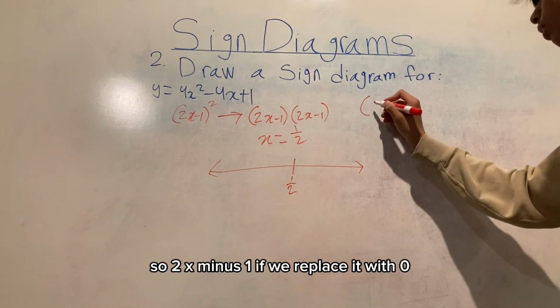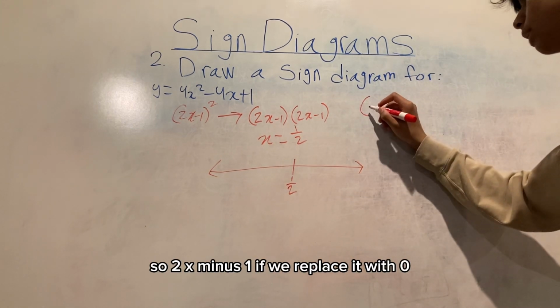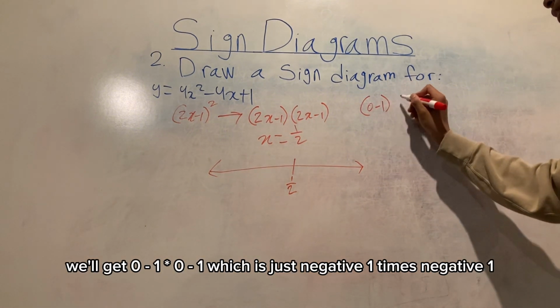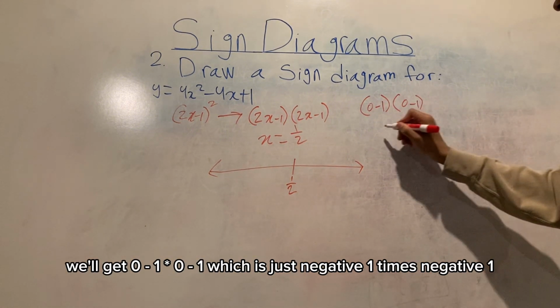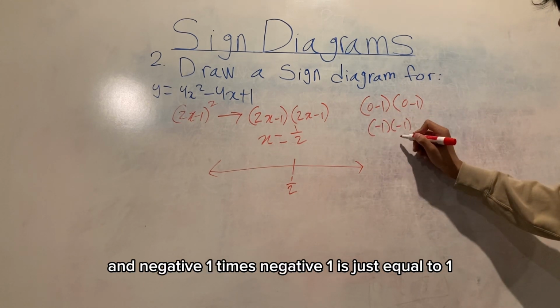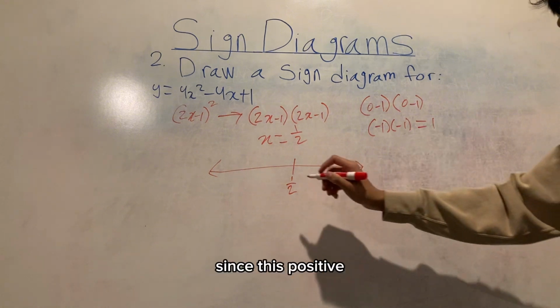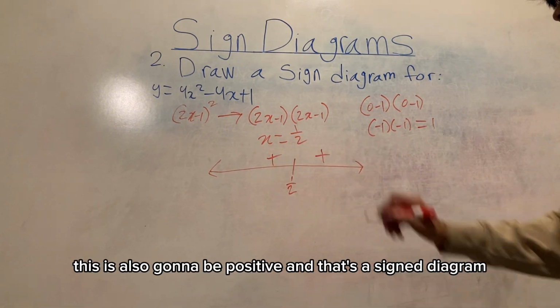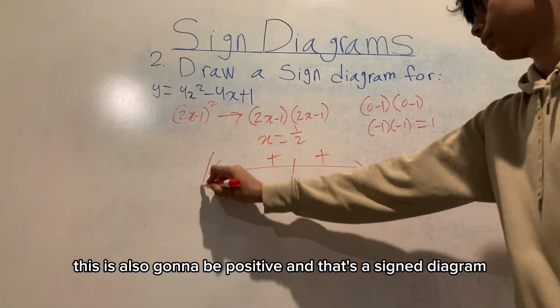So 2x minus 1, if we replace it with 0, we'll get 0 minus 1 times 0 minus 1, which is just negative 1 times negative 1. And negative 1 times negative 1 is just equal to 1. Since this is positive, this is also going to be positive. And that's the sign diagram.